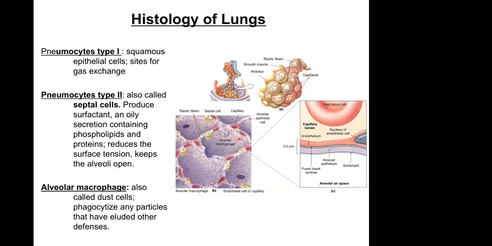So alveolar macrophages, also known as dust cells. Obviously, from the name dust cells, they clean up. They are basically our last line of defense for the lung. They phagocytose any particle that escapes from our defenses in the pharynx, larynx, and trachea, so that we can have a healthy lung.